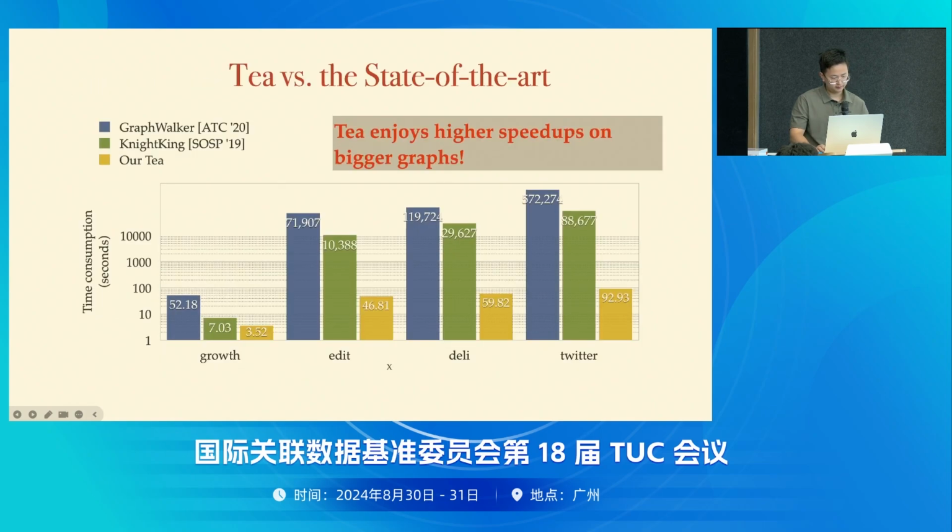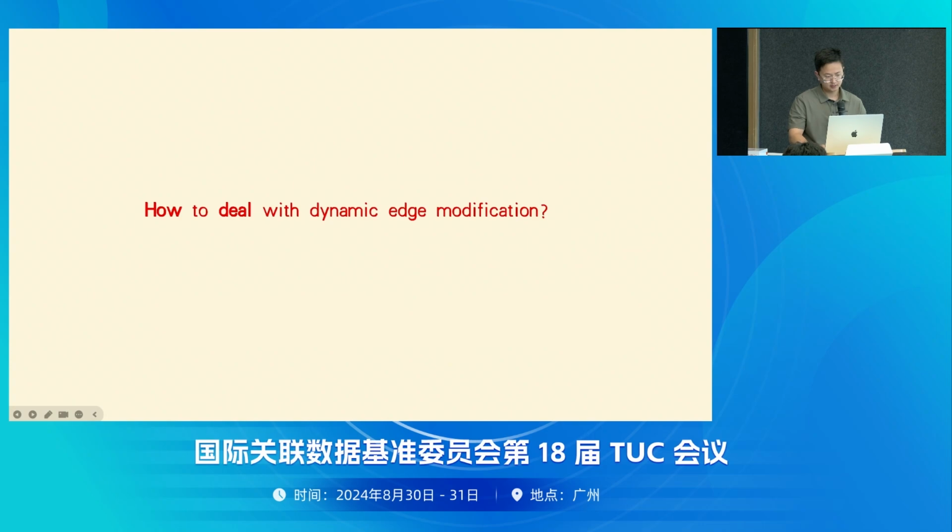On overall performance, T can have up to 3 orders of magnitude speedups over current works, such as GraphWalker, which is published at ATC, and NextDoor, which is published at SOSP. T can achieve higher speedups on bigger graphs because the time complexity of sampling is optimized from O(D) to O(log D), and larger graphs usually have larger degree numbers.